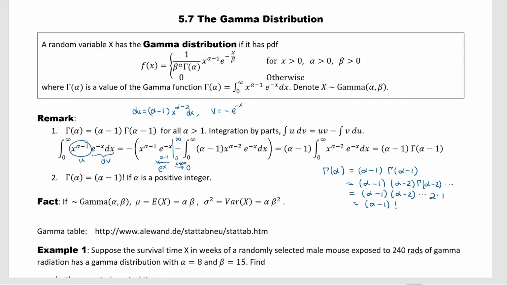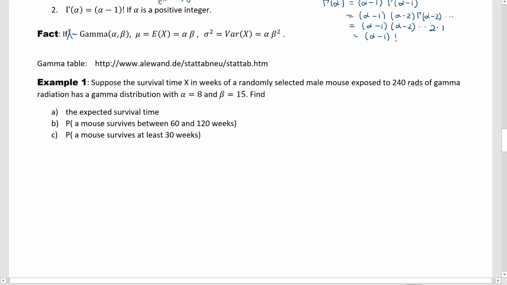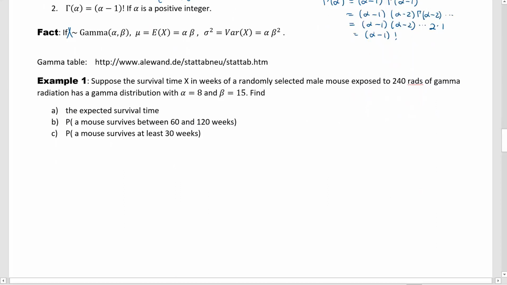Here are some facts. If X has the gamma distribution, then the mean equals alpha times beta, and the variance equals alpha times beta squared. Okay, here we don't prove it, but if you want to see the proof, feel free to let me know. I'm happy to show you. And the formula, you don't need to memorize it. The formula will be given in the exams.